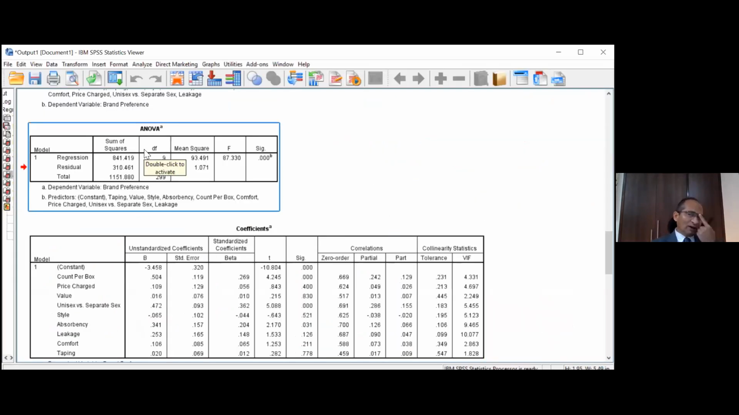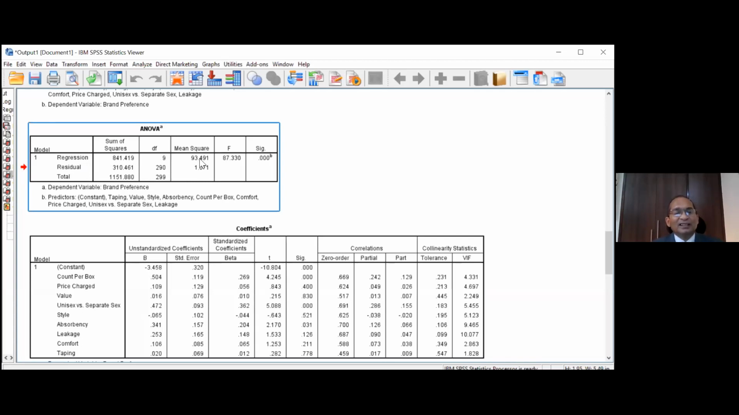So this is ANOVA. Why are we using ANOVA? Because this is an analysis of variance. As you observe, here the total variation has been bifurcated into two parts. One is explained variation, that is nicknamed as regression. The other is unexplained variation, that is residual, right?